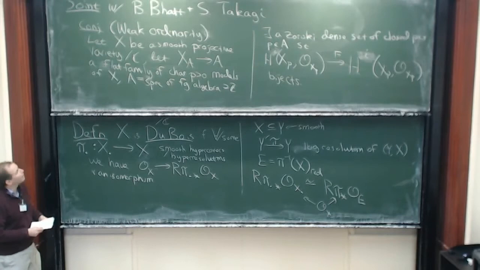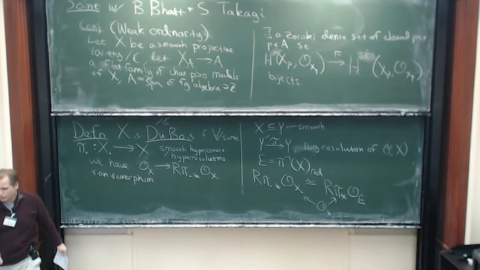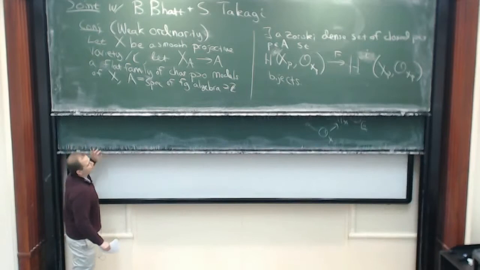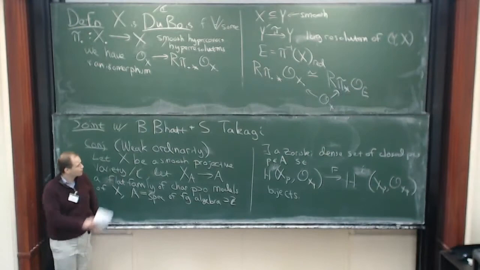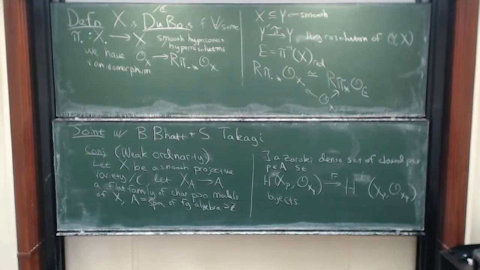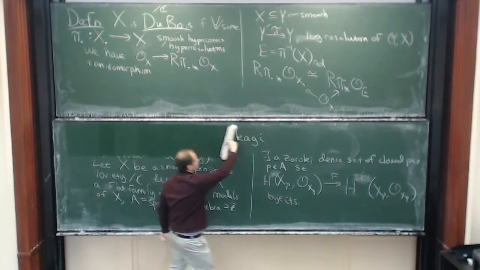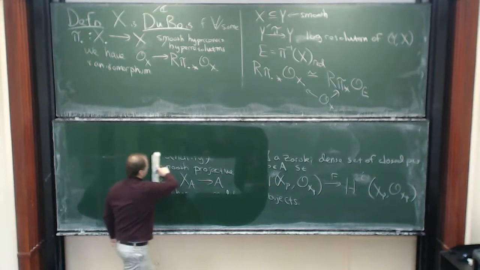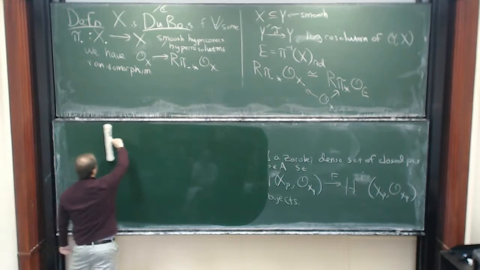Let's see. So if you haven't seen this before, maybe I should tell you, instead of just telling you this definition, I should tell you how to think of it. So again, hopefully we all remember what the weak ordinarity conjecture says. So I want to tell you how Du Bois singularities relate to the singularities you've already heard people talk about a lot, log terminal, log canonical, you know, the singularities of the minimal model program.